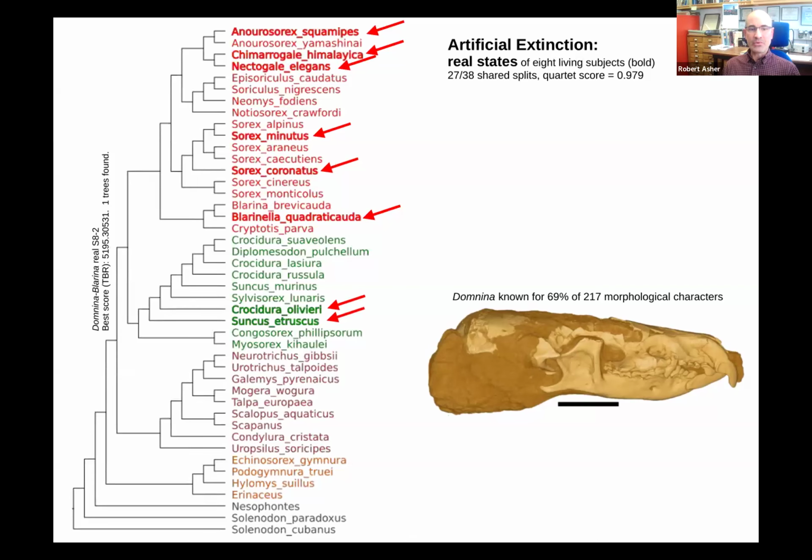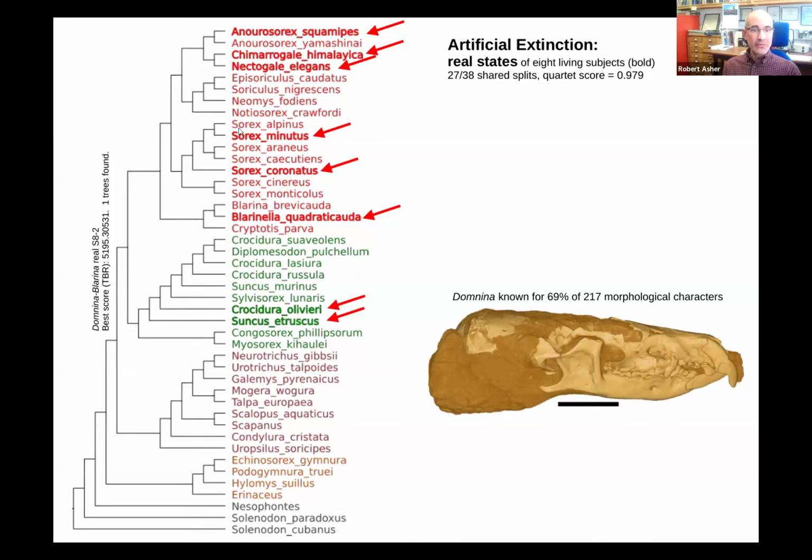Okay, so what about an example using multiple artificial fossils at once? Here is a result using real character states. Each one of these arrows points to a recent species. Here you see, what is that, 6 sericine shrews, so red-toothed shrews, and 2 white-toothed shrews. All of these are using the template for Domnina, so 2/3 of 217 morphological characters. So using the real states of all these different living mammals. And again, it's not that far off.